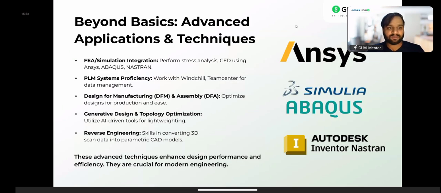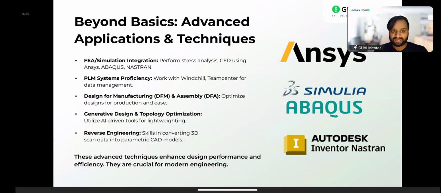Now this is what I was telling you: ANSYS, Abaqus, Inventor, Nastran. So these are advanced applications and tech. You can be a designer, a CAM programmer, but you can also be a CAE analyst, basically, CAE analysis. In that, you will do all the analysis part.